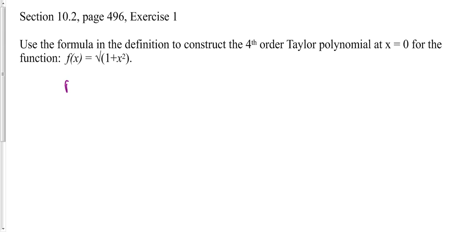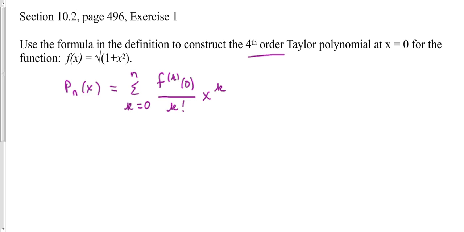Now the definition tells us that the Taylor polynomial of order n is equal to the summation from k equals 0 to n of the kth derivative of f evaluated at 0, divided by k factorial, times x to the k. So if we want the fourth order Taylor polynomial, then we want n equal to 4. Let's write out the terms that we're going to need.